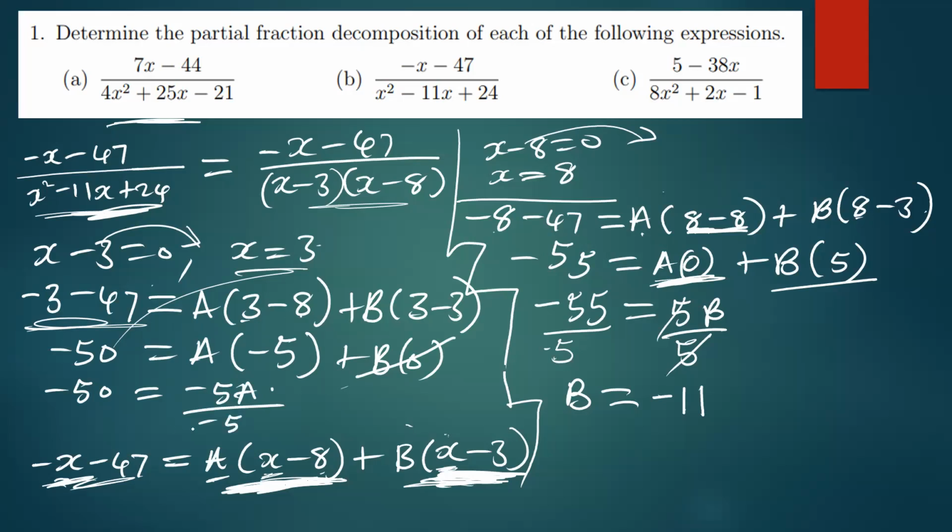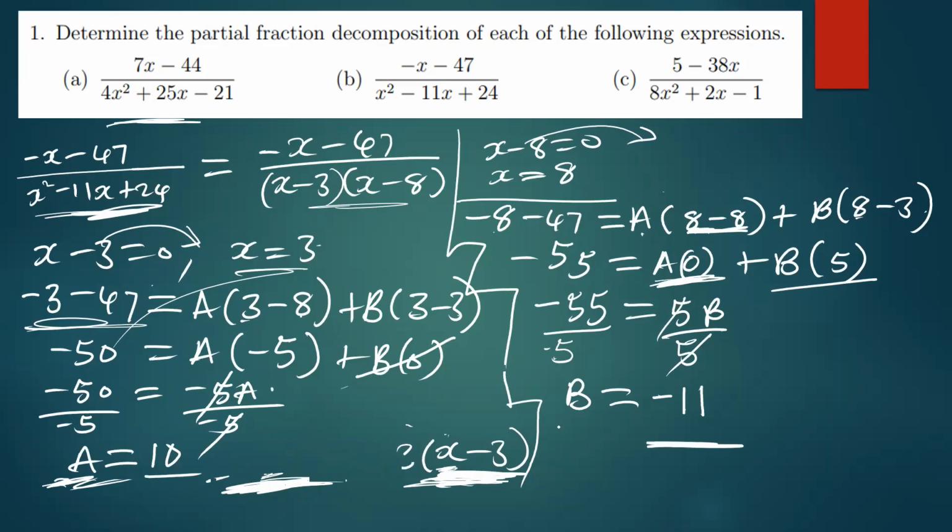So we just have to divide by -5 on this side and -5 on the other side. From there, we divide and that cancels. So we have the value of a as negative 50 divided by negative 5. The answer is 10. So the values of a and b are 10 and negative 11 respectively.